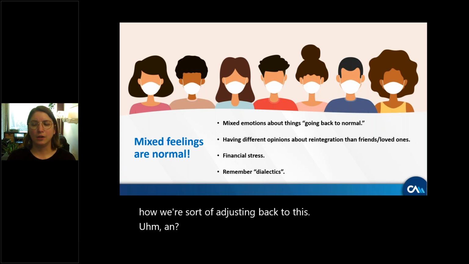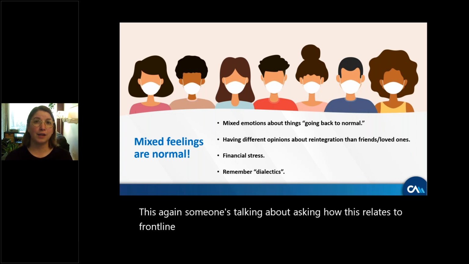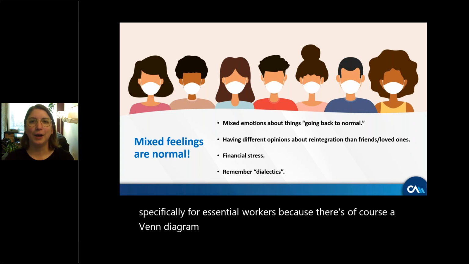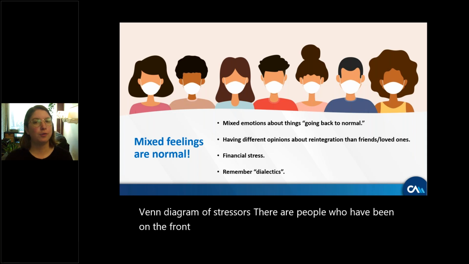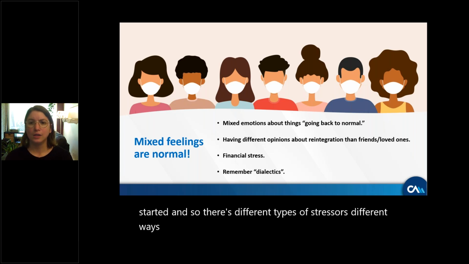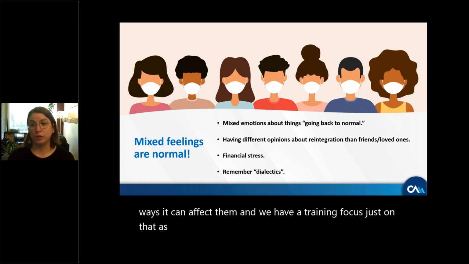And again, someone's asking how this relates to frontline workers as well. And we have done presentations specifically for essential workers because there's, of course, a Venn diagram of stressors. There are people who have been on the front lines out in the community working since this all started. And so there's different types of stressors, different ways it can affect them. And we have a training focused just on that as well. And that's a really good question.